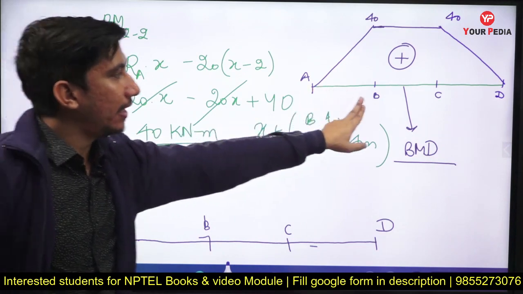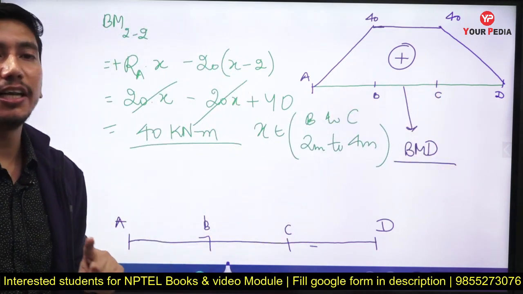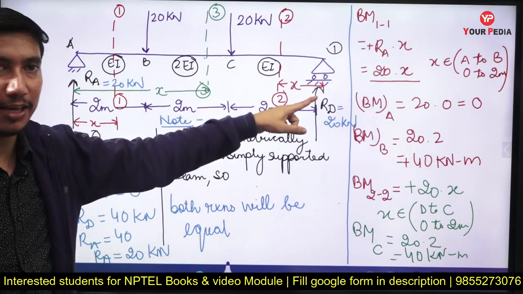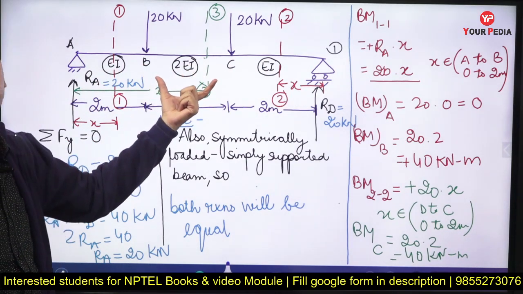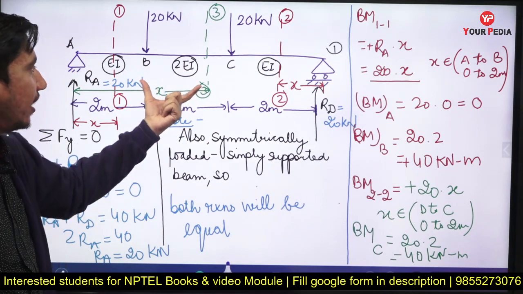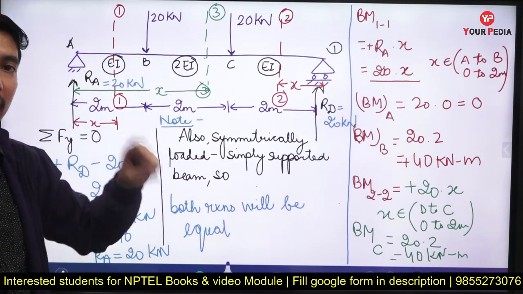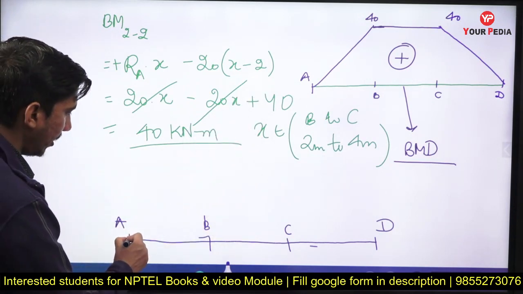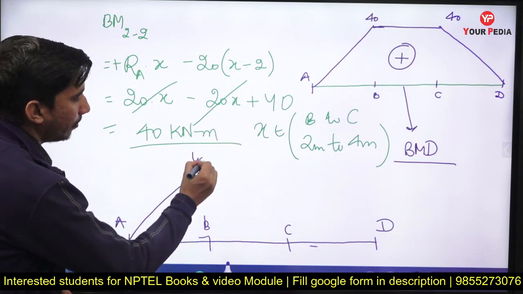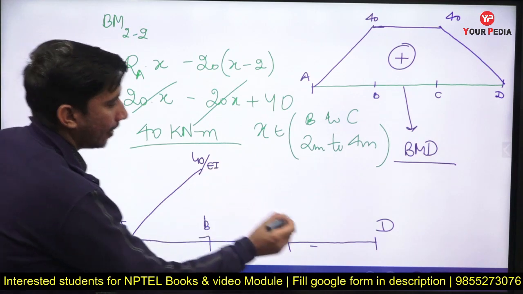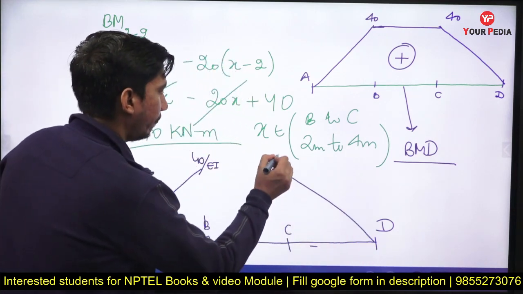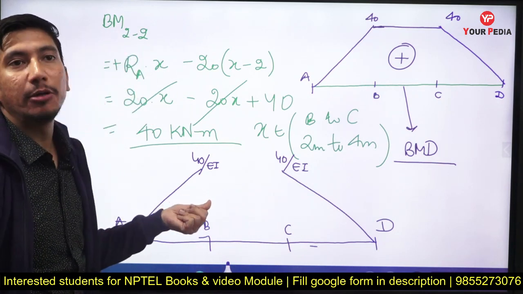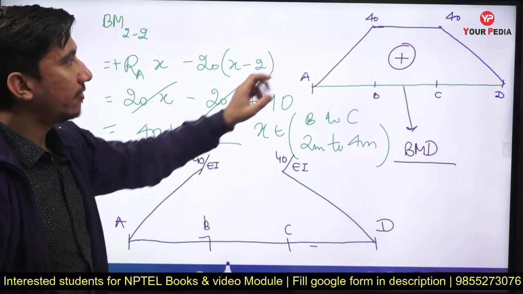In spans AB and CD, the flexure rigidity was EI only. As you can see, flexure rigidity in these spans is EI only, but in this span it is 2EI. So I have to divide by 2EI here, and for these spans I have to divide by EI, so it will remain the same. For these spans it will be 40 upon EI. This span will also be 40 upon EI. But in this case, the ordinate will be divided by 2EI, so this will become half.